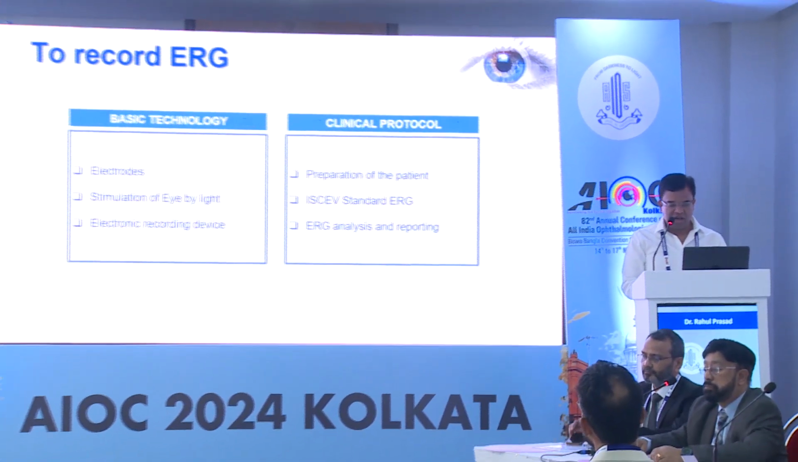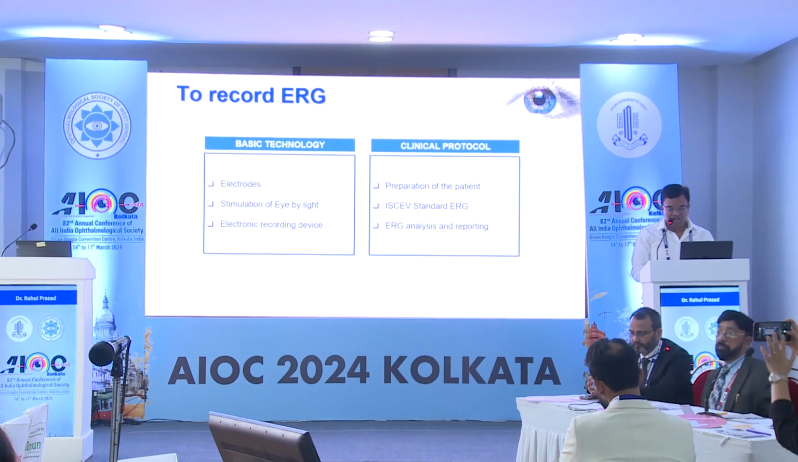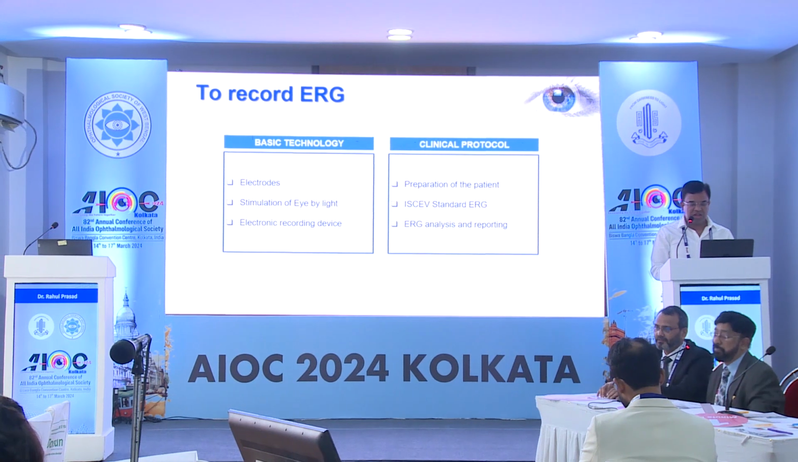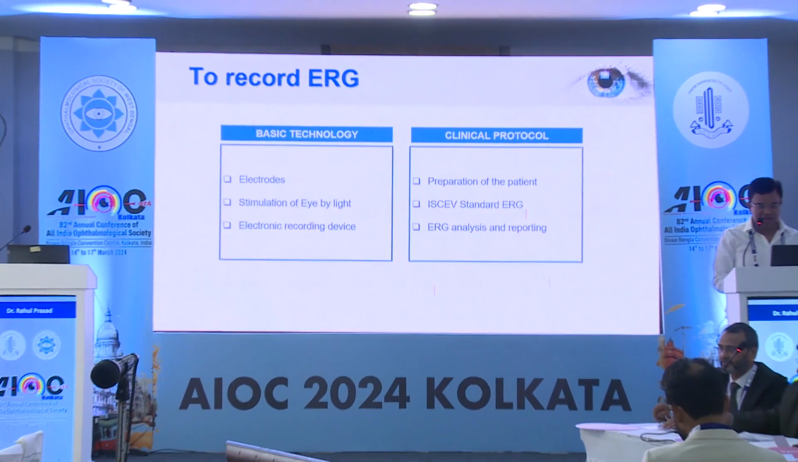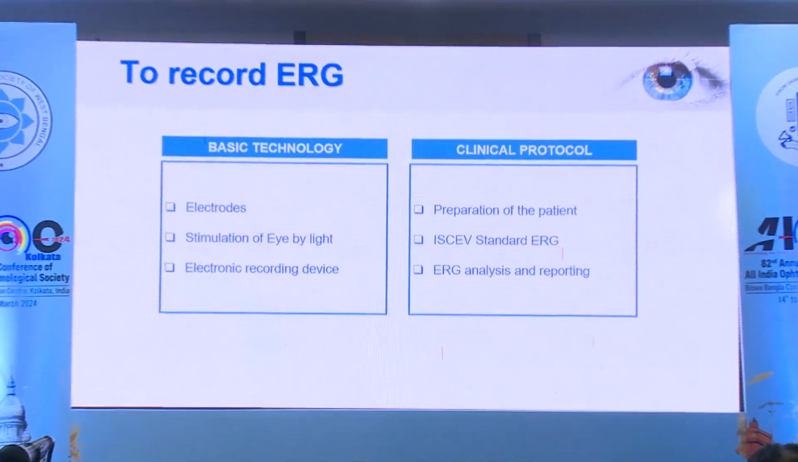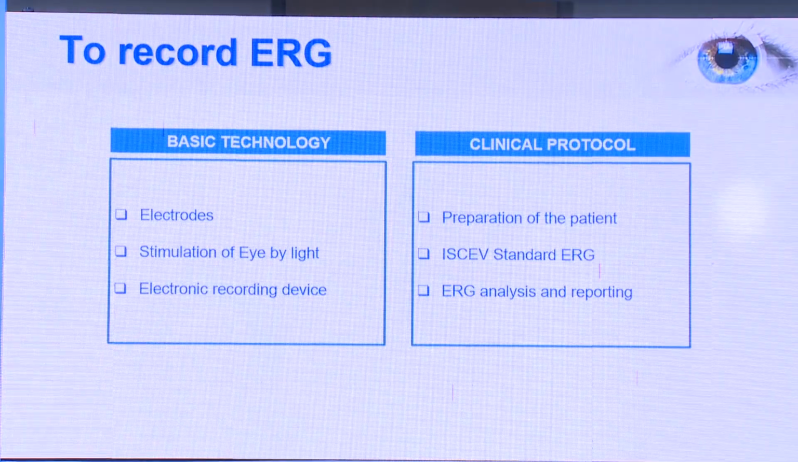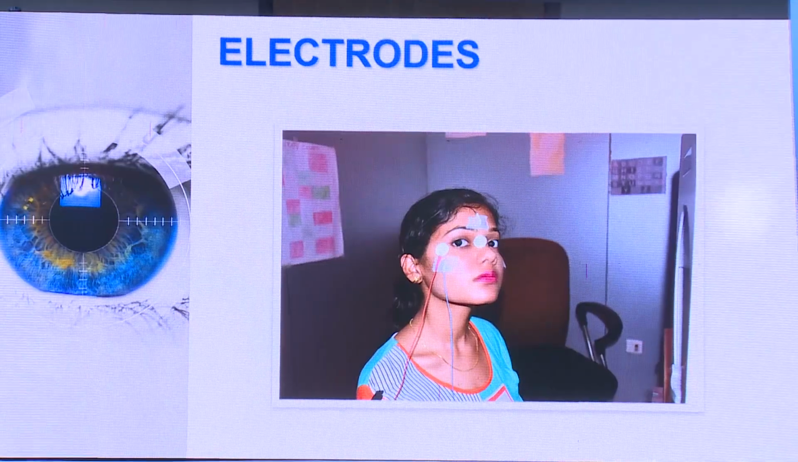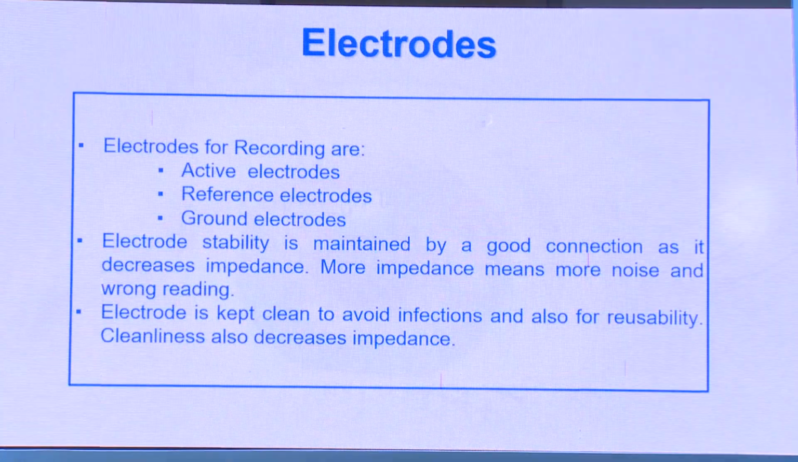To record an ERG, two things have to be understood: the basic technology and the clinical protocol associated with it. The basic technology includes electrodes, stimulation of light, and the electronic recording device. The clinical protocol understands the preparation of the patient, the ISCEV standard ERG, and the analysis and the reporting of the ERG. Now, coming to the first part, those are the electrodes.